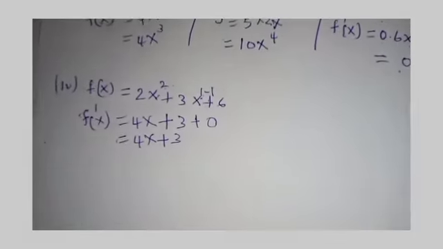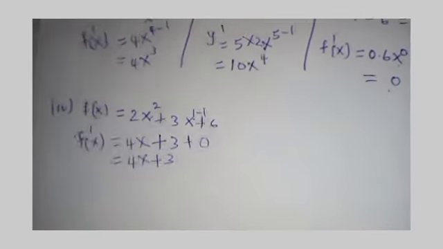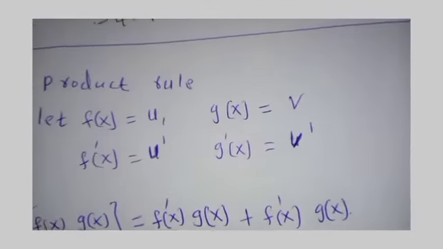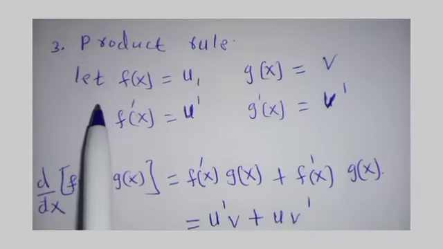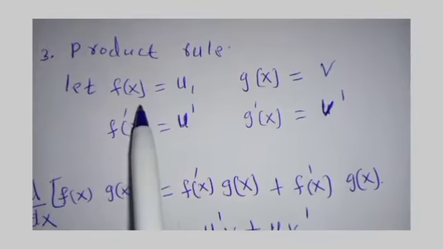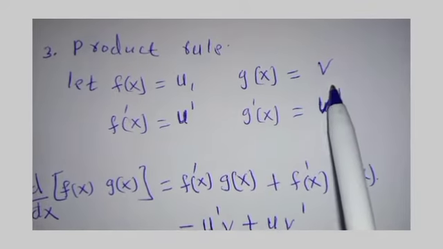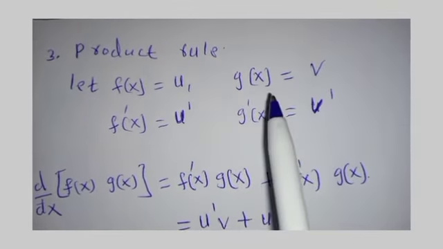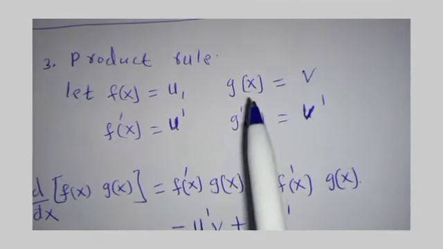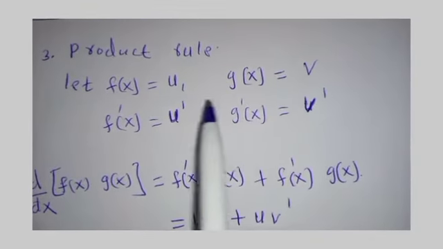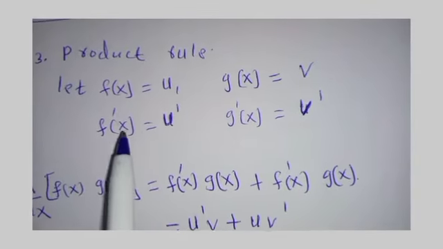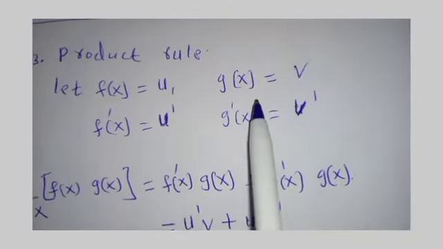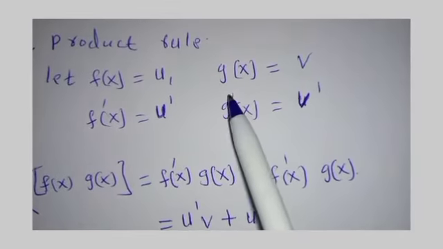The next, we are going to look at the product rule. Number 3 of our methods of differentiation is the product rule. We are going to let f of x and g of x be 2 functions which are continuous. Hence, if they are continuous, it means they are differentiable. So f of x is equal to u, f prime is u prime, g of x is equal to v, and then g prime is v prime.